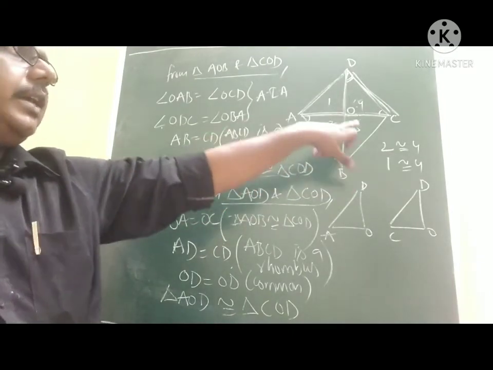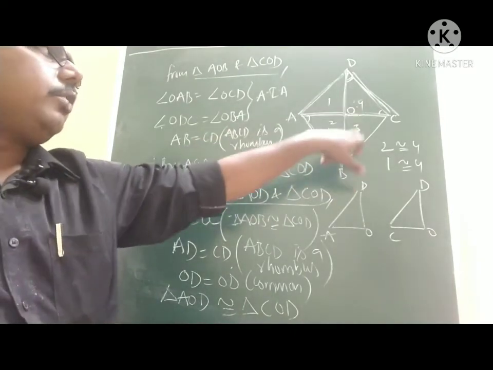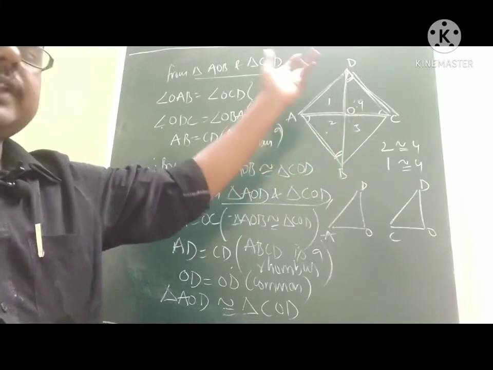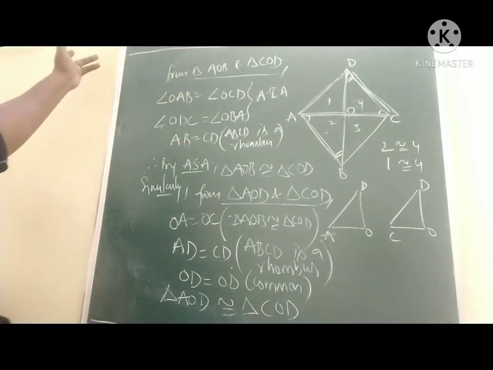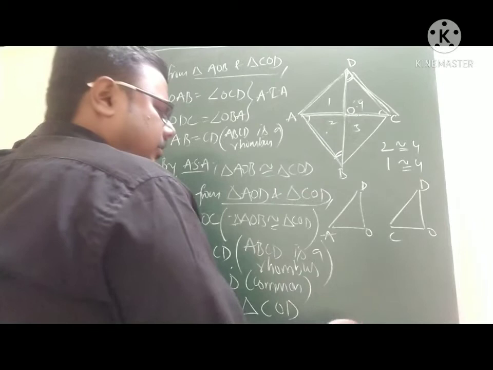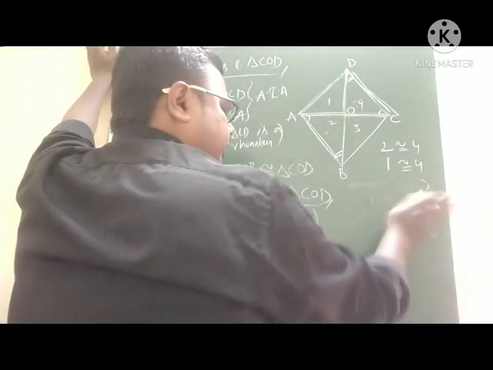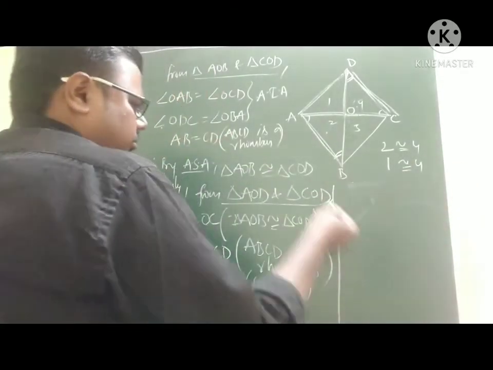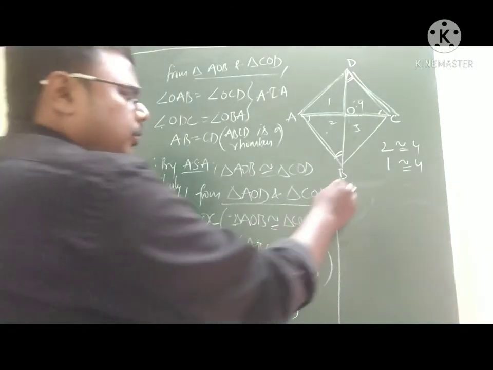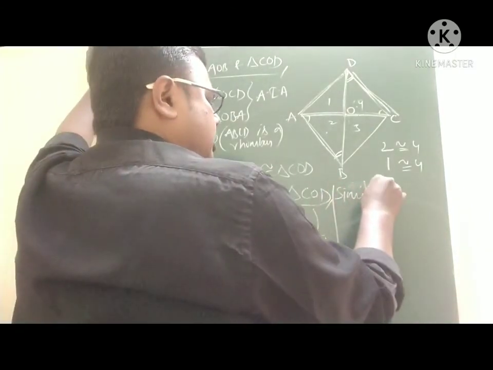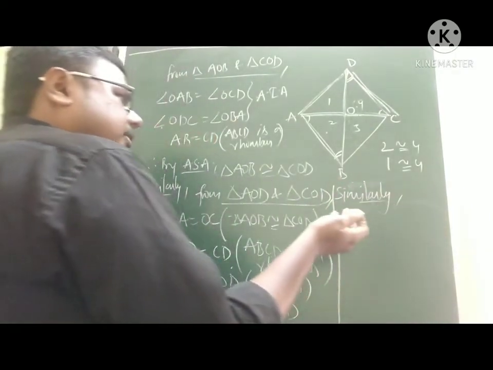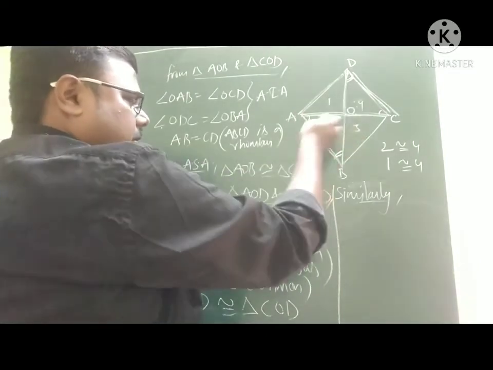So we can take 1 and 3 also, we can take 4 and 3 also, we can take 2 and 3 also. Same content again. Or else directly you can write similarly. No need to prove, as we have already proved 2. So similarly, you take any combination, either 1 and 3 or 4 and 3 or 2 and 3.